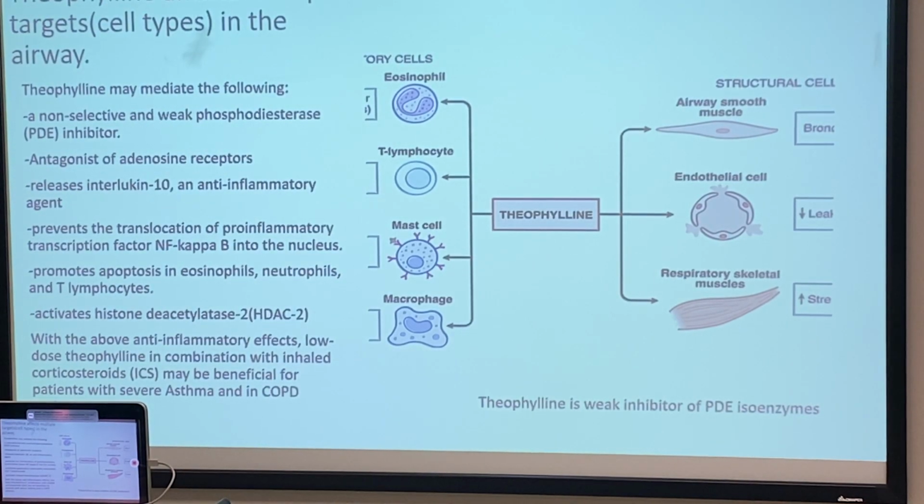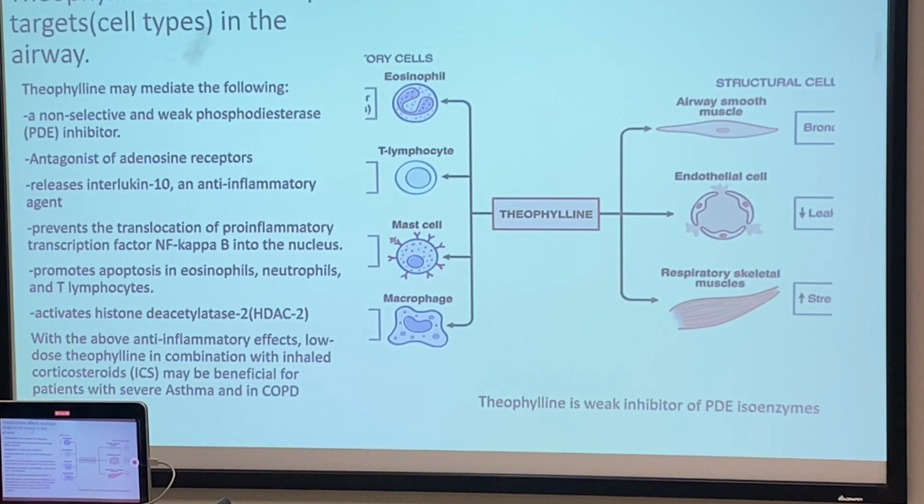That's one mechanism. It is an antagonist of the adenosine receptor, so it will help. It acts like losartan in alleviating blood pressure, reducing blood pressure by dilating. Then the other, it releases interleukin 10. Interleukin 10 is an anti-inflammatory mediator or agent.